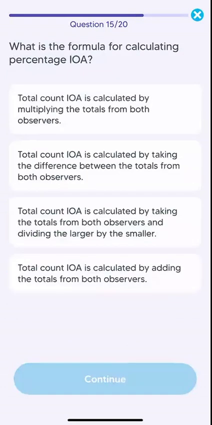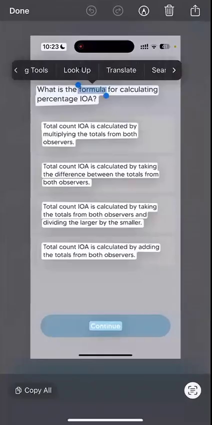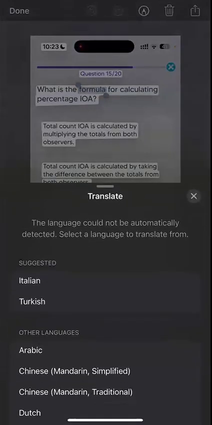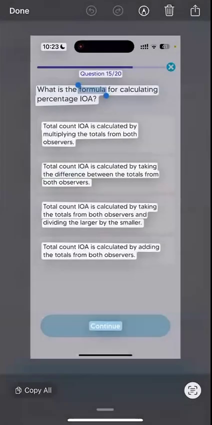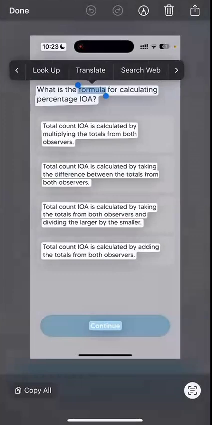Okay, what is the formula of calculating percentage IOA? Formula means formula. Yeah, this word. What does that mean?